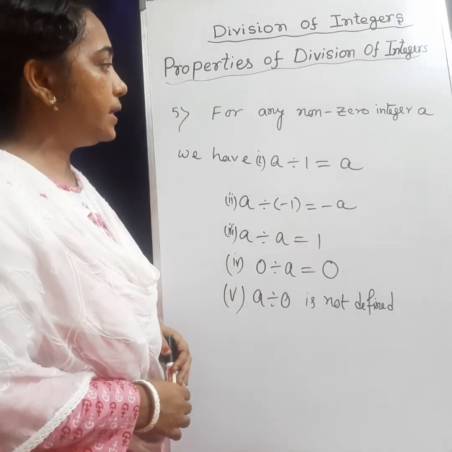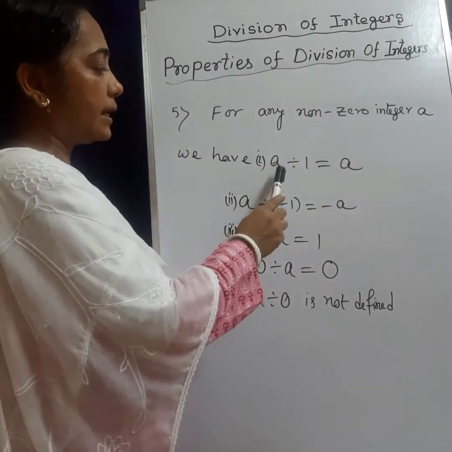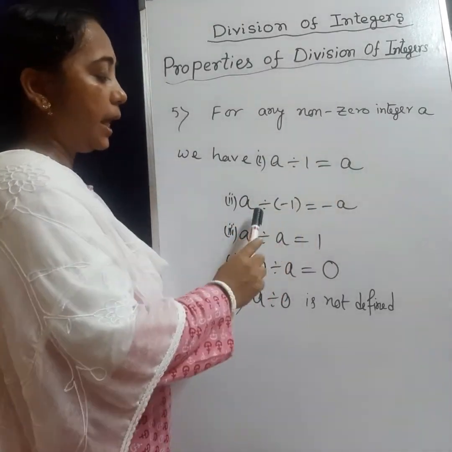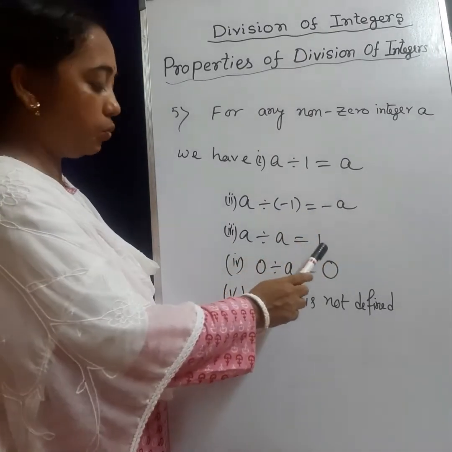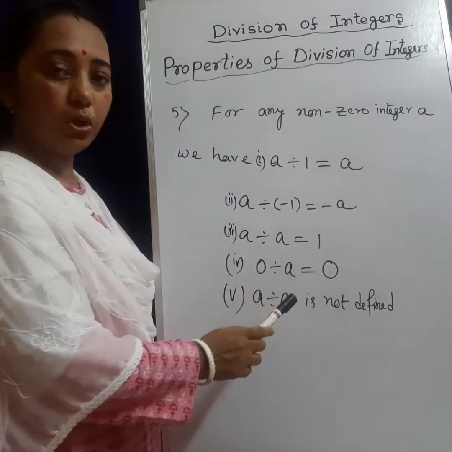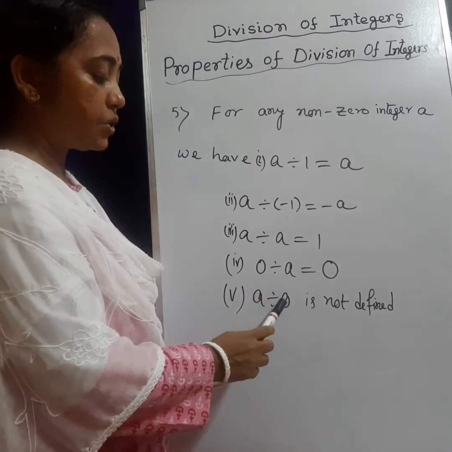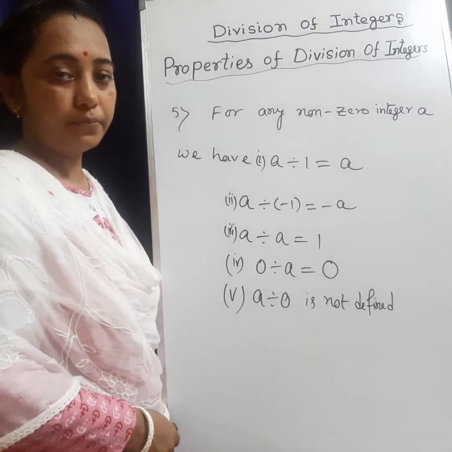Now for any non-zero integer a, we can say that a ÷ 1 is equal to a, a ÷ -1 is equal to -a, a ÷ a is equal to 1, 0 ÷ a is equal to 0, but a ÷ 0 is not defined.